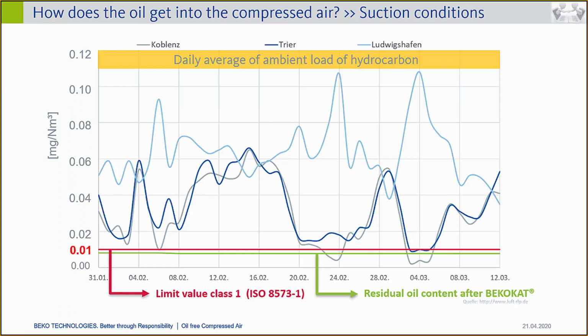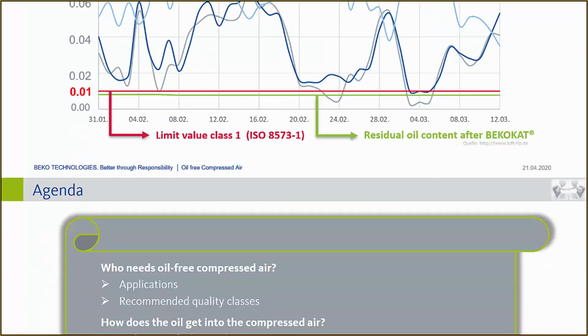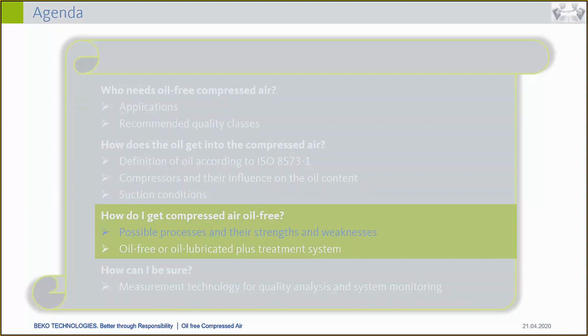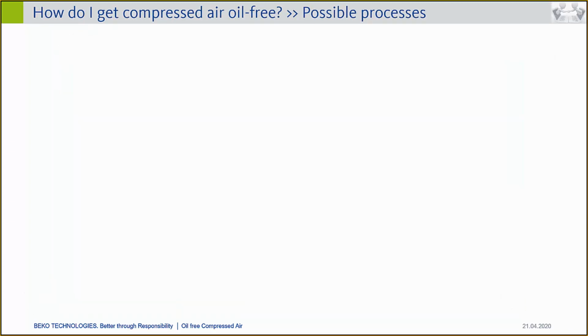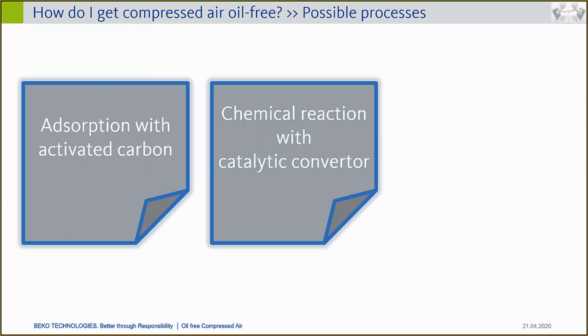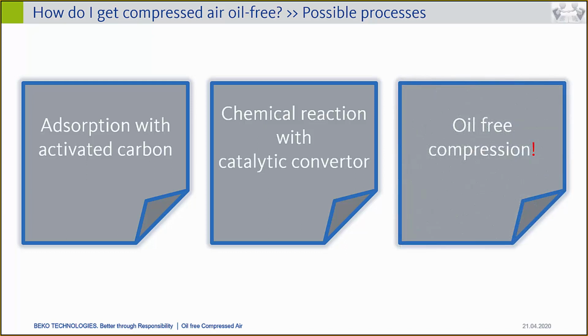Let's go on. So now we come to the next point, which is about possible processes. There are positive and negative points for the first step. So what are possible processes to treat compressed air oil-free? At first we have these two: adsorption with activated carbon and the chemical reaction with the catalytic converter. But not to forget the oil-free compression, which is extra marked here as compression. When we mostly communicate about oil-free compressors, this actually means an oil-free compression.